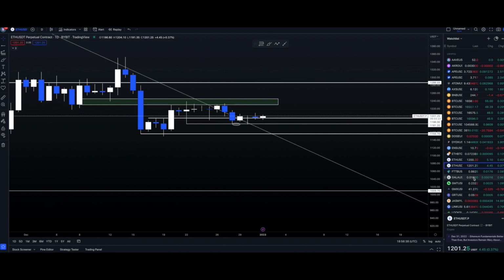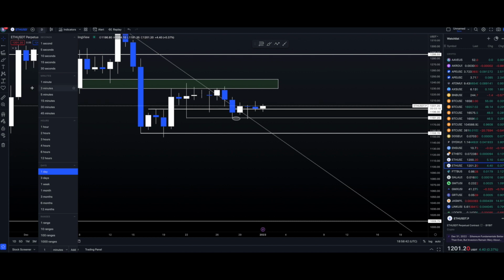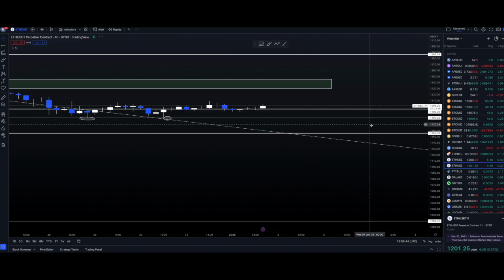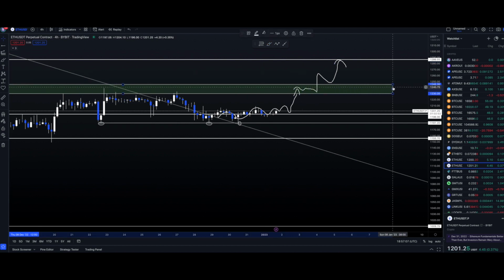So I'm personally thinking we're going to at least come back up to this 1230 level. Let's go to a 4 hour. Yeah, so I'm thinking something like this. We're just consolidating here a little bit, maybe one more bounce, and then up into this level, right? Maybe we hang around here for a little bit, flip it, and then again to 1286. So that would be my thesis.